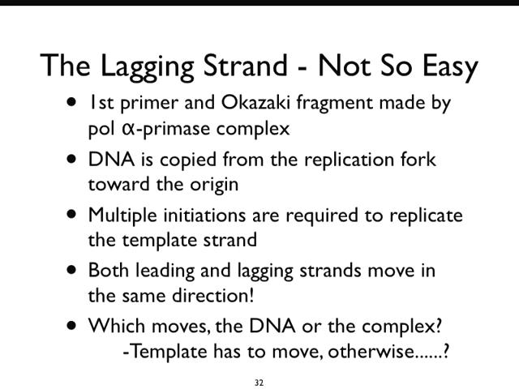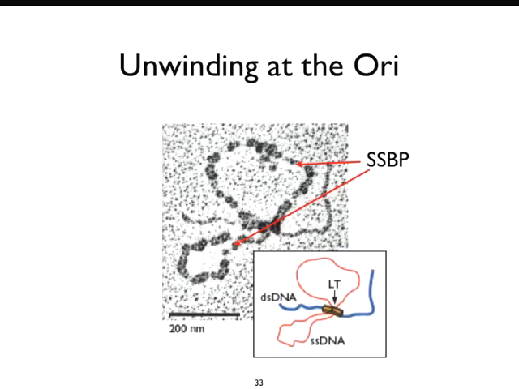Both leading and lagging strands move in the same direction. And then the question becomes, which moves, the DNA or the complex? And it turns out that the template has to move, otherwise you can't unwind this mess. So the actual complex, where T antigen is and where the replication forks are, is held in a stable configuration.